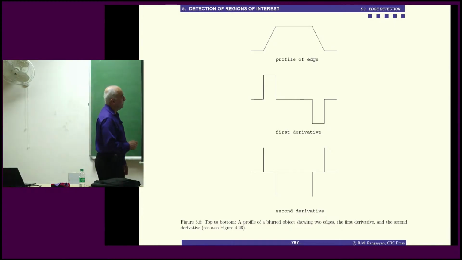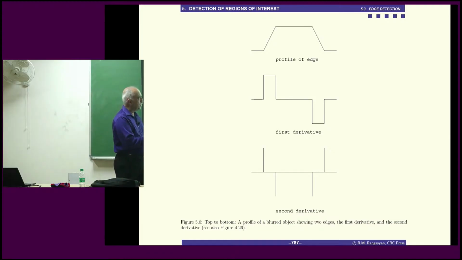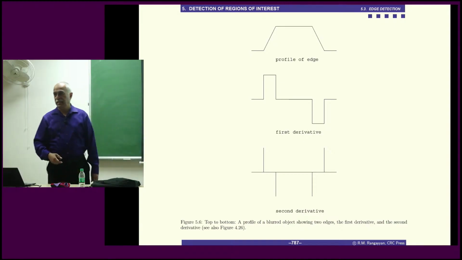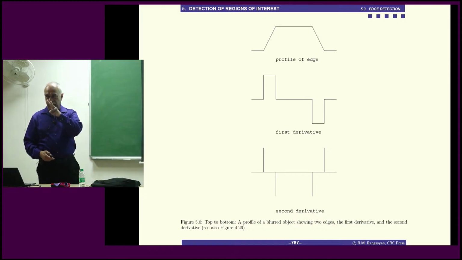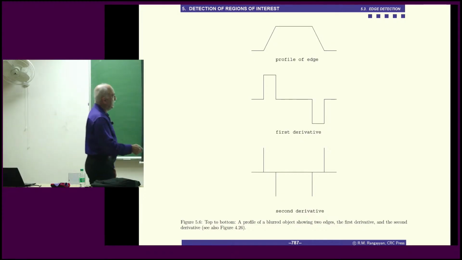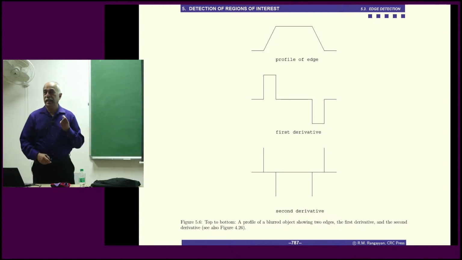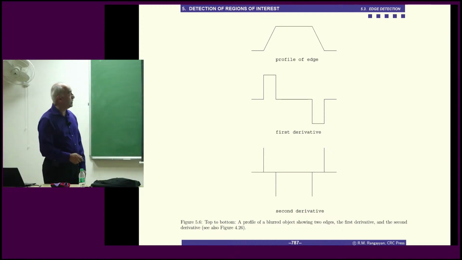But there is an interesting property here, positive, negative. So at this location, there is a zero crossing. The output is crossing the zero axis between two values. And then here again, there is a zero crossing. So the zero crossing gives an idea as to where the edge is, more than the value of this derivative.